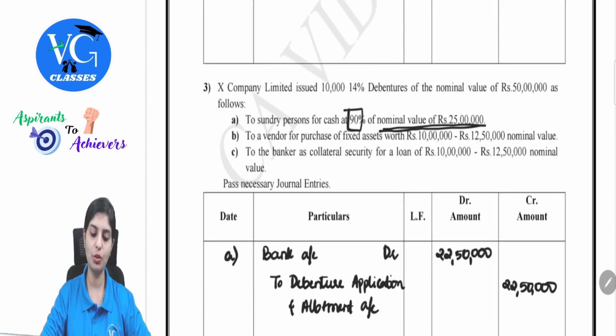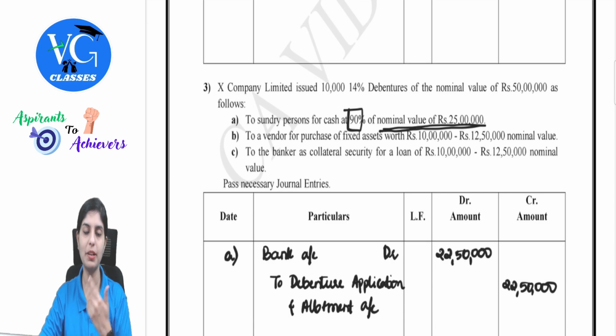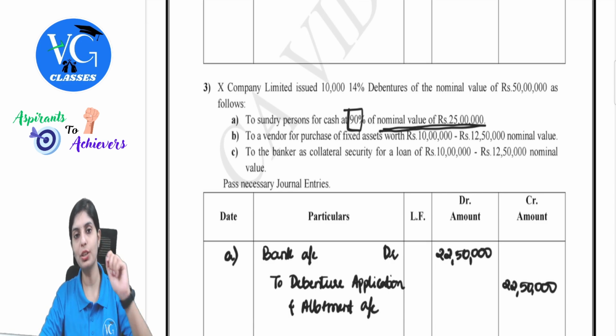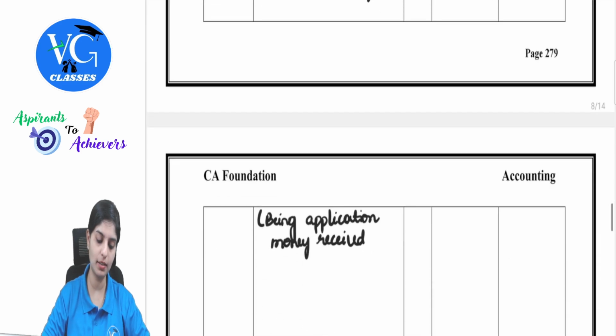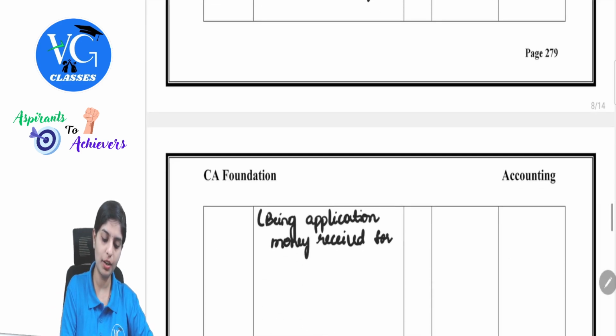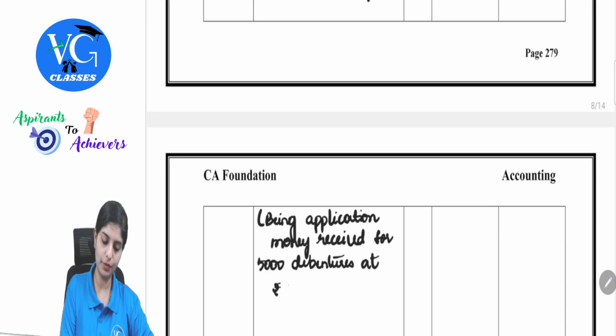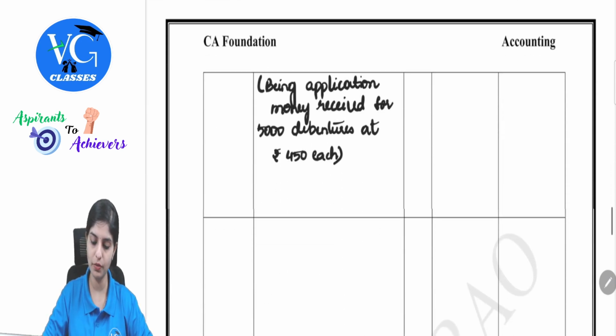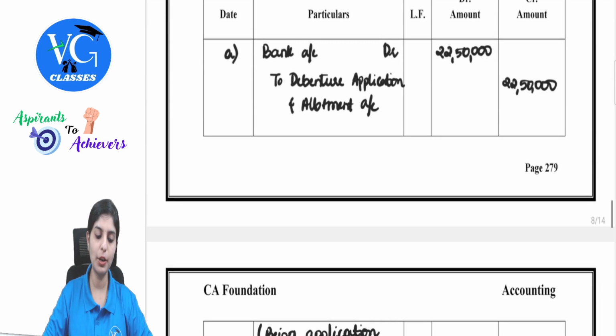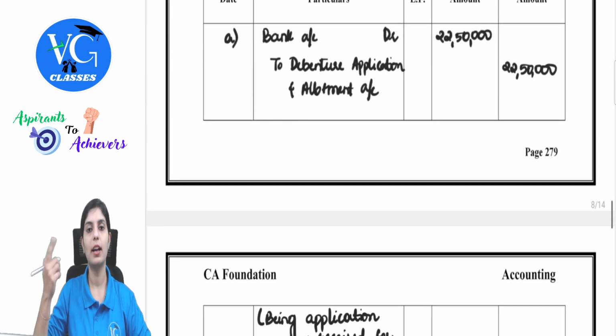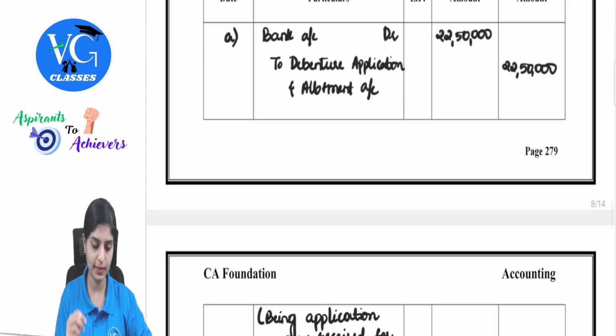10,000 debentures. So if the total nominal value is 50 lakh, how much would be representing for 25 lakh? It will be 5,000 because total debentures is 10,000. So we can write here being application money received for 5,000 debentures at rupees 450 each. So 22 lakh 50,000 divided by 5,000 will give me 450. So corresponding entry for this is to transfer to the debentures account and also record discount.